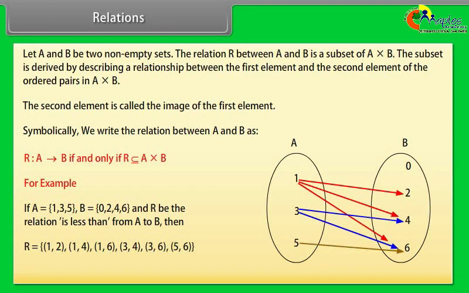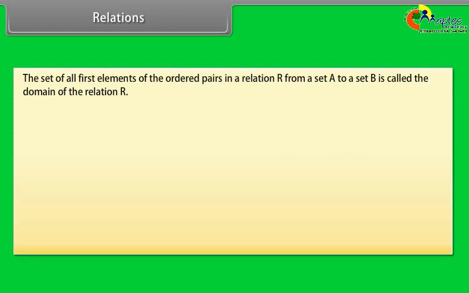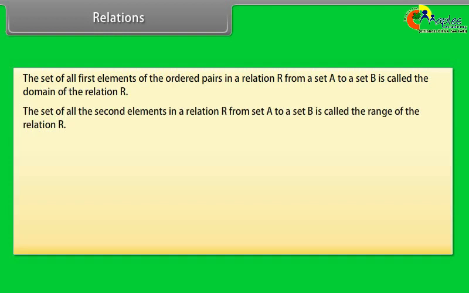The relation R from A to B is represented by arrows. The set of all first elements of the ordered pairs in a relation R from a set A to a set B is called the domain of the relation R. The set of all the second elements in a relation R from set A to a set B is called the range of the relation R.